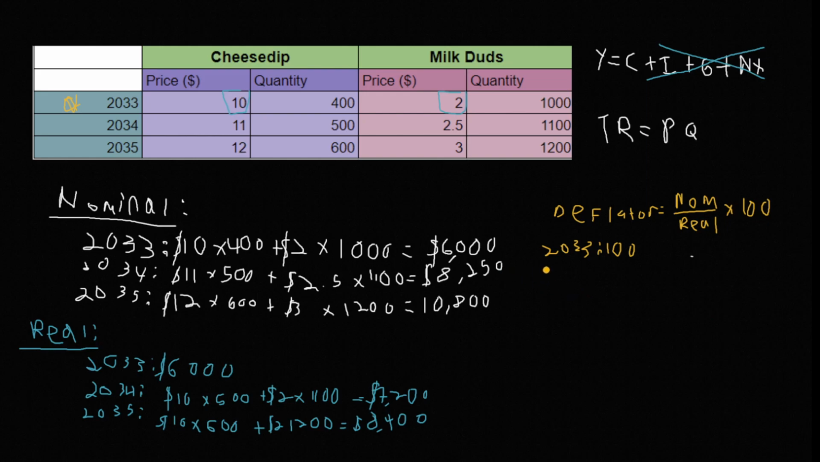What about for 2034? Well, that will be 8,250 divided by 7,200, which is about 115. And for 2035, it is 10,800 divided by 8,400, which is about 129.